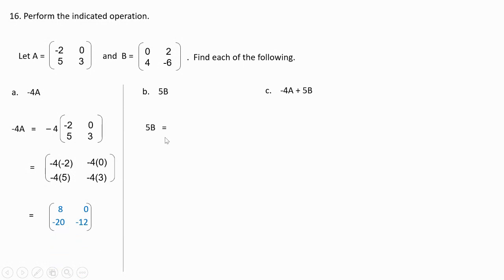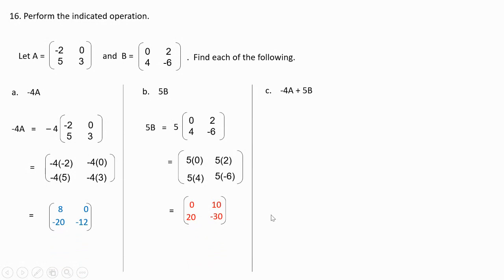For part B, right, I'm going to multiply 5 times every element in matrix B. So it's going to be 5 times 0, 5 times 2, 5 times 4, and 5 times -6. This gives us 0, 10, 20, -30. That's the answer for part B. Now for part C, all we do is add -4A plus 5B. So -4A, right, we already solved it in part A, so we'll just bring it down. And 5B, right, we already solved that in part B, so all we do is bring it down.